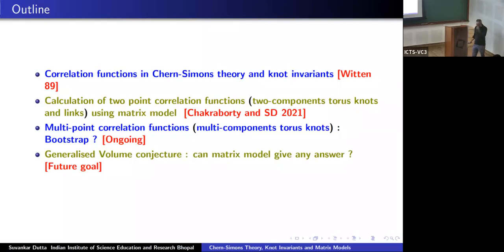I will also describe the basic idea of matrix bootstrap. And finally, if time permits, I will talk about the larger picture of this matrix model knot invariants program, mainly how matrix model can help us to understand the volume conjecture. So this is the rough outline of my talk.